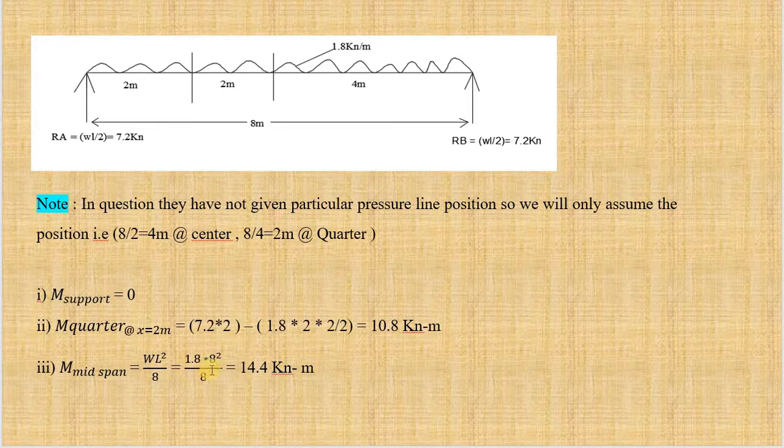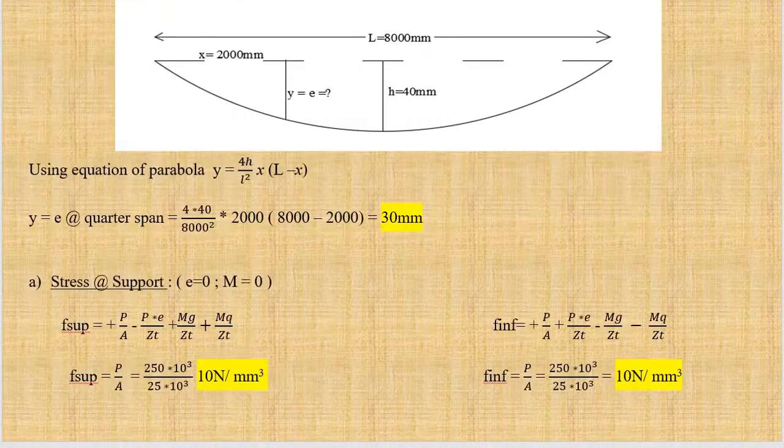So take 1.8 into 8 square, whole divided by 8. You will get 14.4 kilonewton meter as the M value. See, this is very important. This M value is different at different points. At support it is 0, at quarter it is 10.8, at midspan it is 14.4. So the M value will change.